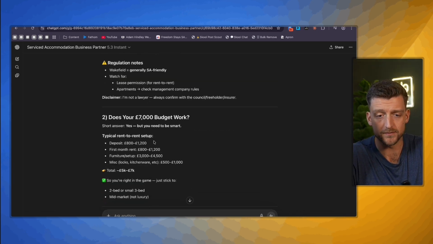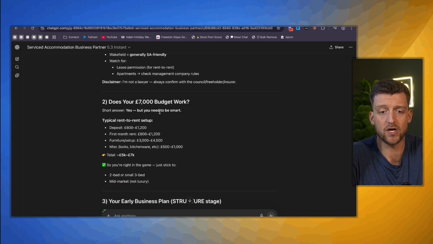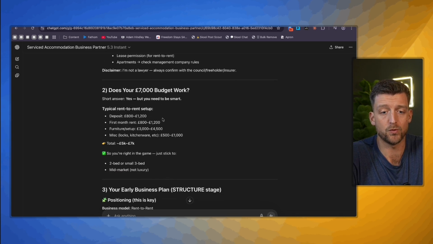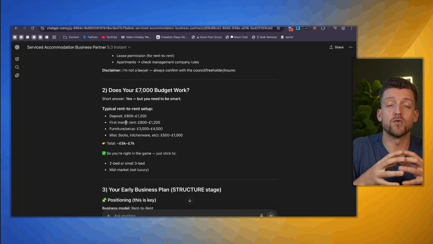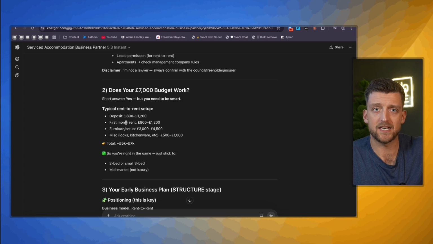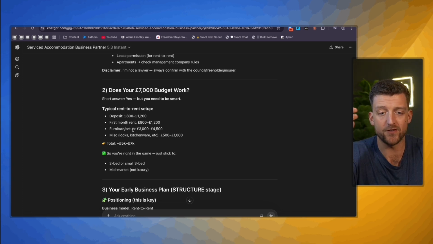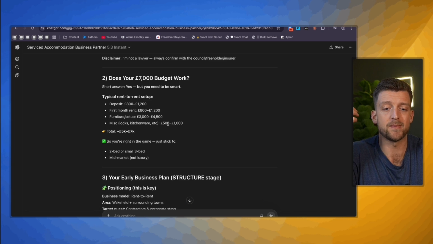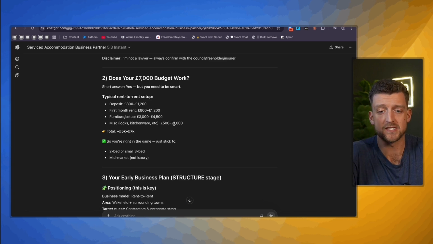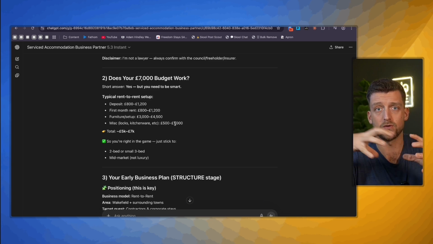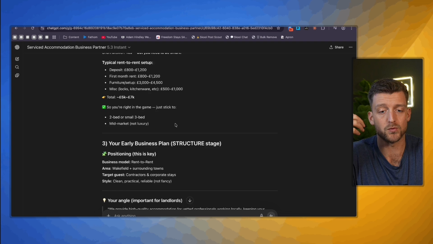So obviously setting up your rent to rent, short answer is yes, a £7,000 budget would work really well. So you've got deposit, first month's rent. Obviously we try and negotiate the deposit, but that's for another video. We're going to be looking at removing the first month's rent as well, or potentially getting a grace period for a couple of weeks. And then once you've got everything set up, like I say, furniture and all that kind of thing, and then maybe systems and processes that you might need, like your channel management system and other things like that, you're going to have all that there as well.